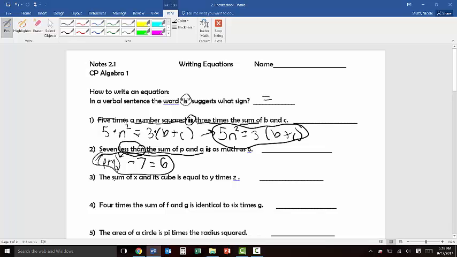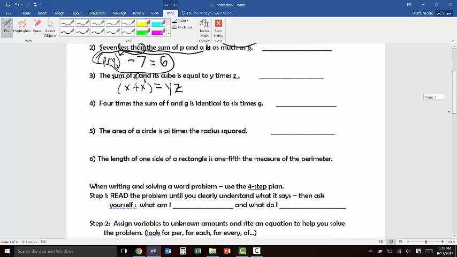In the next problem, we see the sum of x and its cube. So there's sum of, we're going to draw parentheses with a plus, and we're going to write x, and its cube means x cubed. There's is equal to y times z, or yz for short.